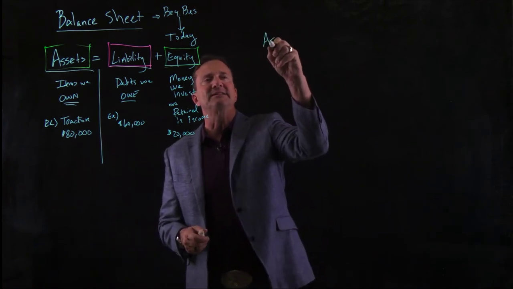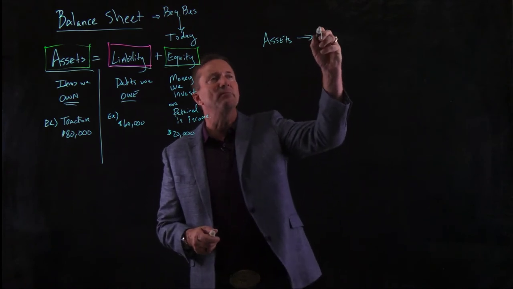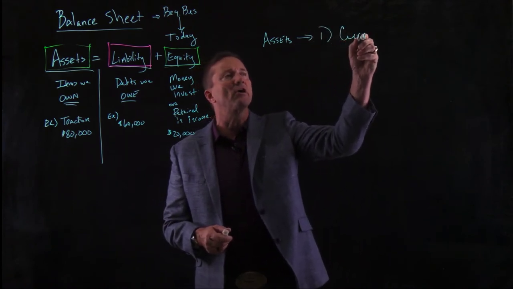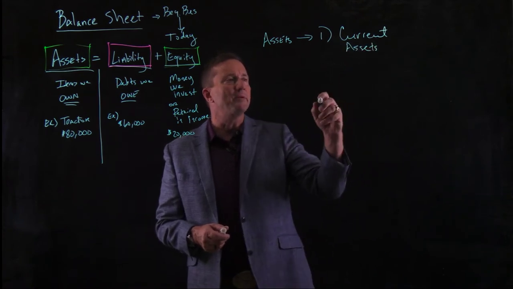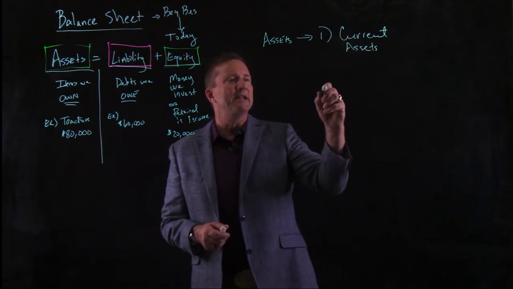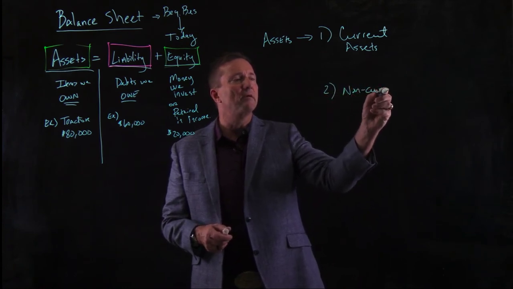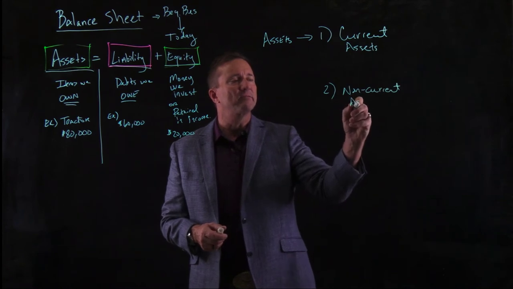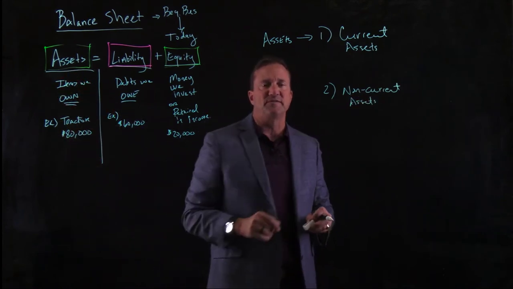Inside of assets, there are a couple of categories. So assets number one are what we call current assets, or I'm going to put a little space down, and I'm going to call this non-current assets. So this category of assets actually has two divisions.